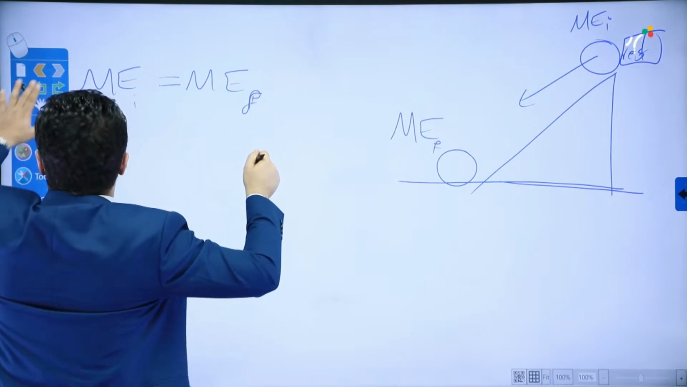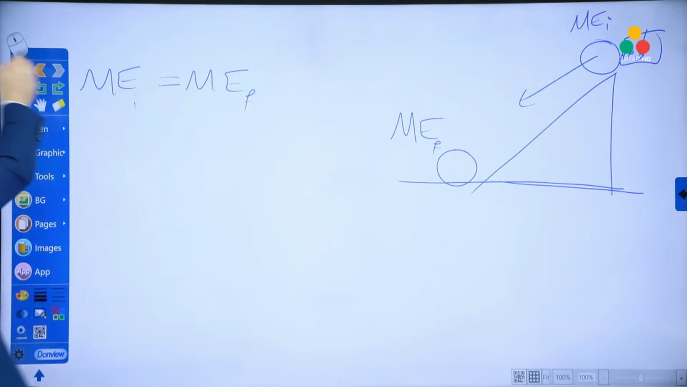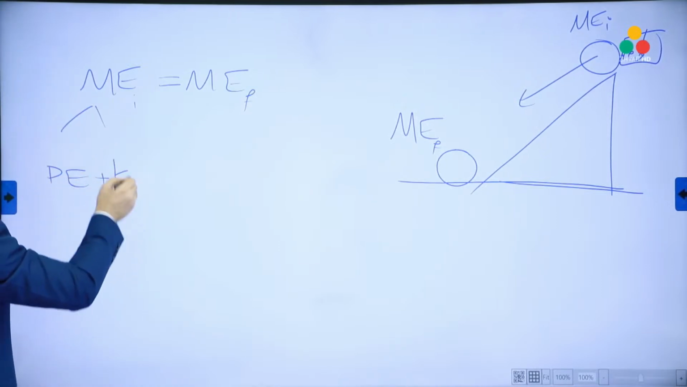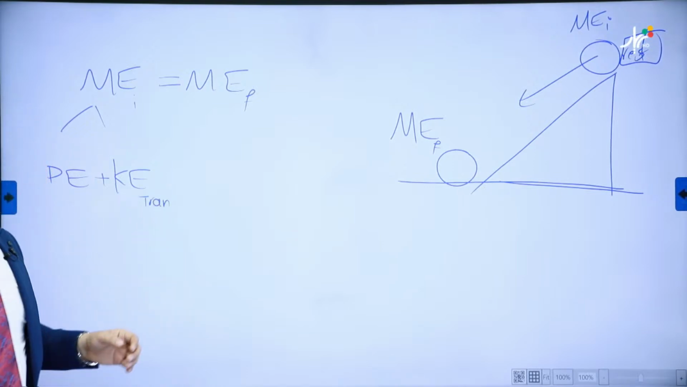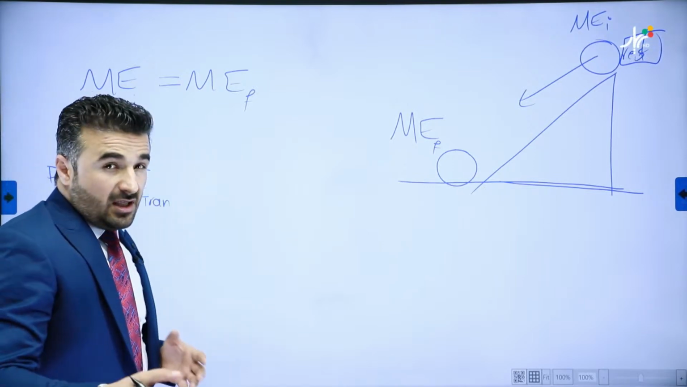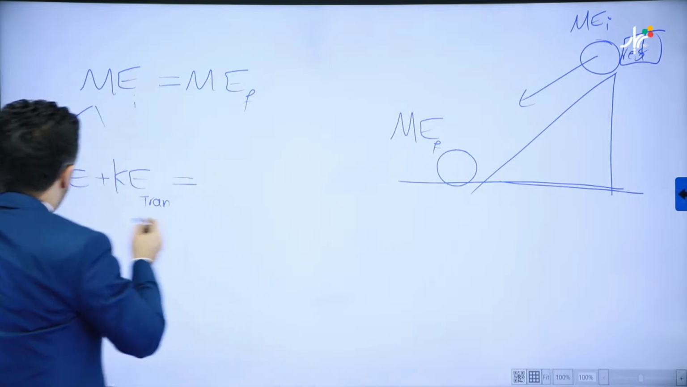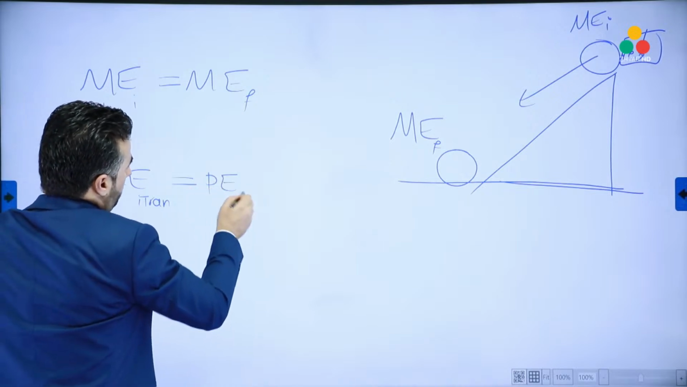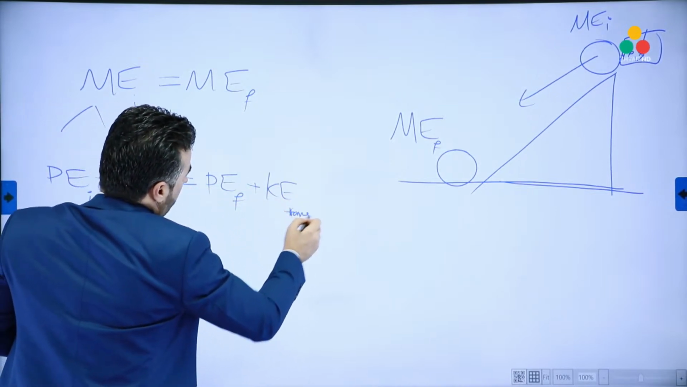So final. All right, final mechanical energy. But for initial, we will have potential energy plus kinetic energy. In this case, this is going to be translational kinetic energy, because when it says in case of slipping, there won't be any rotation. All right, and then of course these are initial, equal to final potential energy plus final kinetic or translational kinetic energy here.